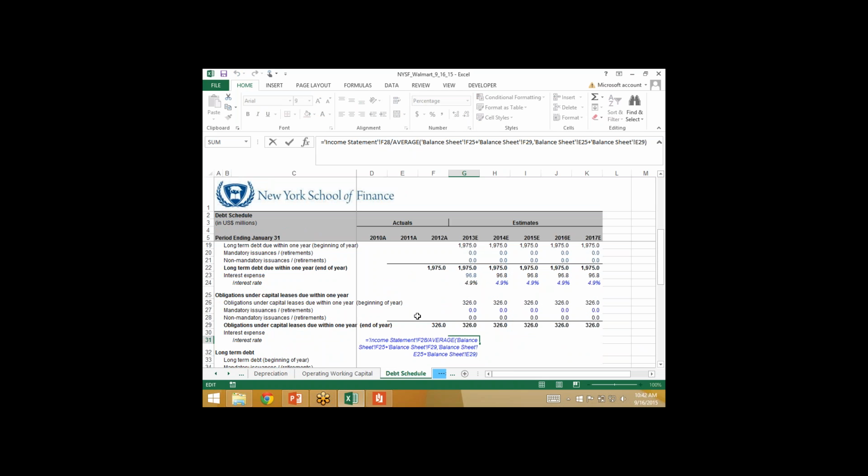I took equals income statement F28, 2012 interest on capital leases only, divided by the average balances. Average, open parentheses, the short-term and long-term portion of capital leases in 2012, comma, short-term and long-term portion of capital leases in 2011. That gave me 8.4%. That makes kind of sense. Too aggressively high but it's a capital lease.